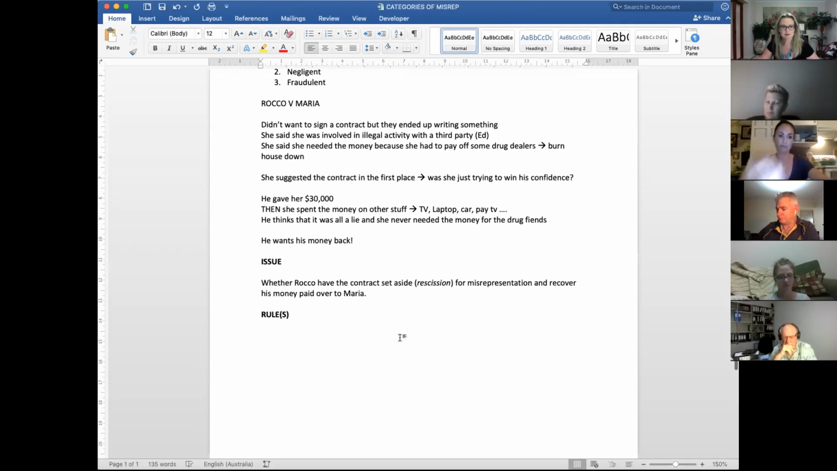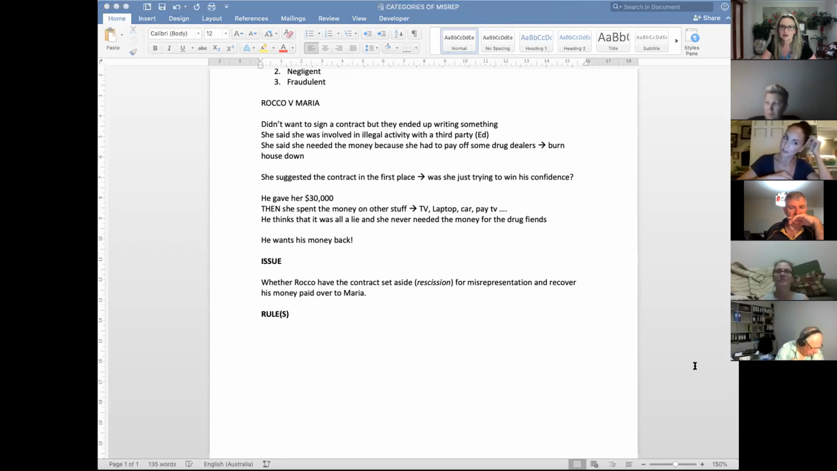Okay, rules. There are some cases that should be section 18. Oh, is that what you've been looking at all day, Sarah? Or is that the way that you analysed this? Did you look at it in terms of fraudulent misrep? Good. Okay, so looking at the rules here, what would you say? What are the elements? What do we need to show?